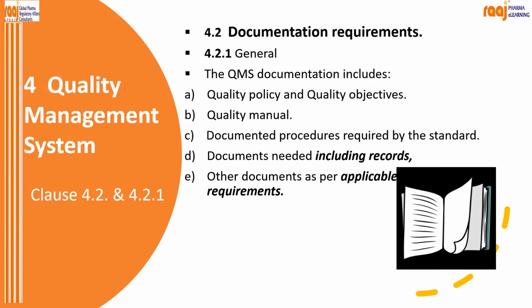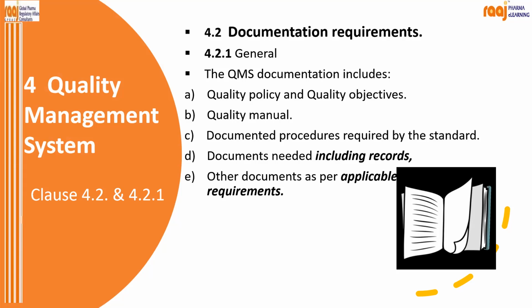Then 4.1 is over. 4.2 is again divided, and 4.2.1 talks about quality policy, quality objectives and quality manual. Then documented procedures required by the standard, documents needed including records, and other documents as per applicable regulatory requirement. Applicable regulatory requirement is a popular phrase. This ISO 13485 is a risk-based standard, and it always mentions doing all activities as per applicable regulatory requirements.